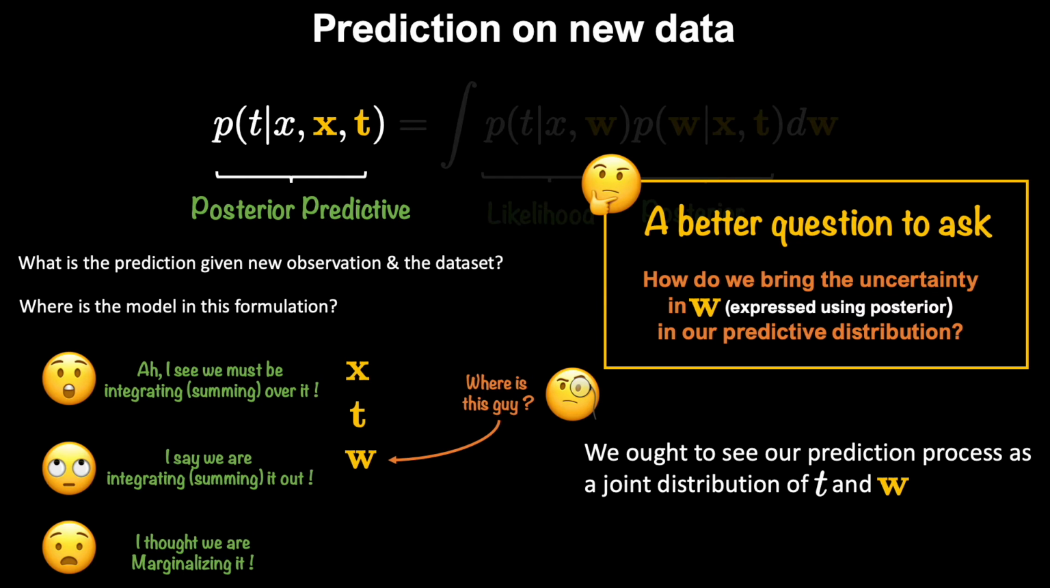But the most important thing here is that we should see the prediction process as the joint distribution of T and W, which means that the posterior predictive here represents the marginal distribution where we have integrated over the W random variable.